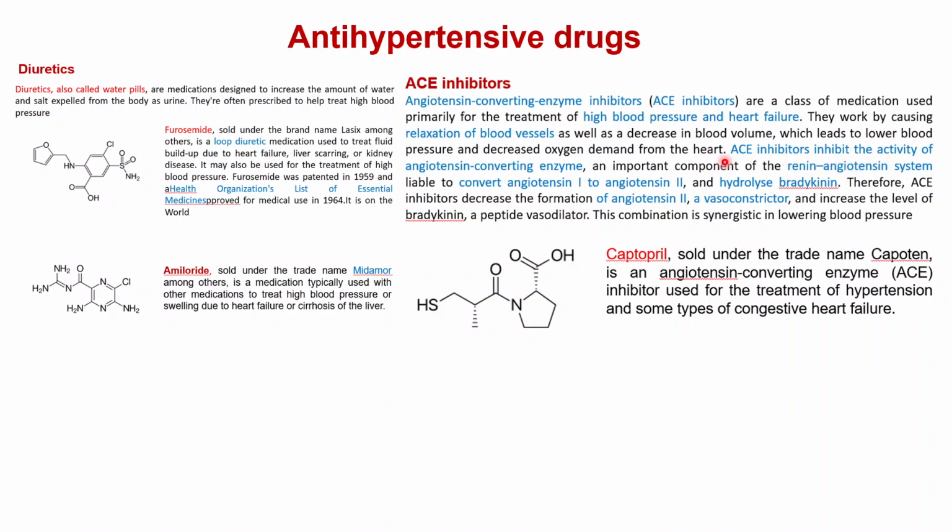ACE inhibitors inhibit the activity of the angiotensin converting enzyme, or ACE, an important component of the renin angiotensin system. It is responsible for converting angiotensin 1 to angiotensin 2 and hydrolyzing bradykinin. Therefore, ACE inhibitors decrease the formation of angiotensin 2, a vasoconstrictor, and increase the level of bradykinin, a peptide vasodilator. This combination is synergistic in lowering blood pressure. An example of an ACE inhibitor is captopril, sold under the name Capoten, which is used in the treatment of hypertension and some types of congestive heart failure.